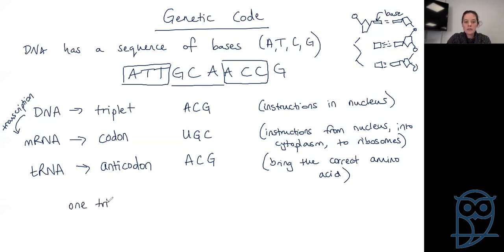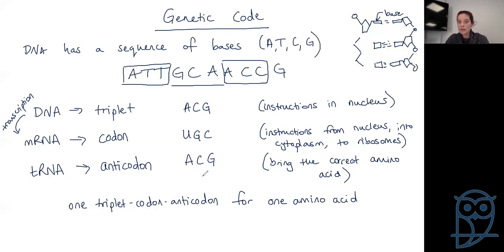So what we have is one triplet, codon, anticodon for one amino acid. Okay, it's very specific. So if we have this specific anticodon, this specific tRNA with this anticodon is going to pick up a specific amino acid.